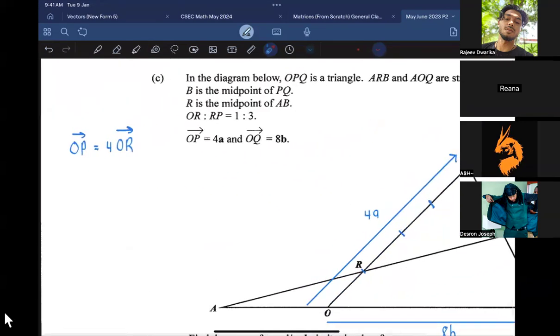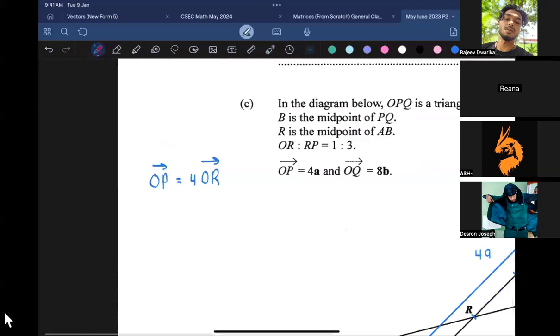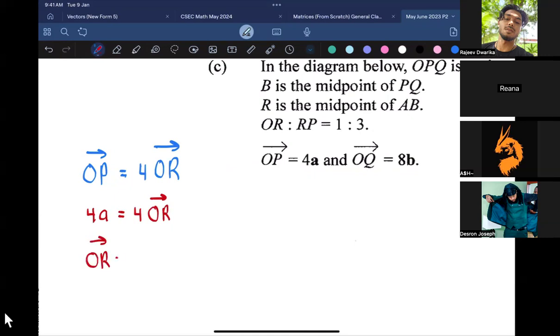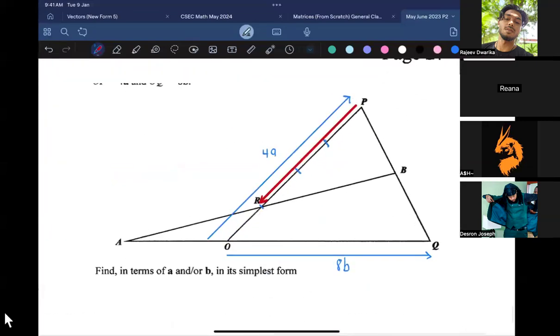Let me look at this. I'm saying that O to P is 4 OR, right? And we know that O to P is 4A. So if I find O to R, I would have to divide both sides by 4. O to R is just A. But we can understand it from the diagram. The whole thing is 4A, and it could be written as 4 different pieces. So each piece could just be A, because 4A divided by 4 is just A.